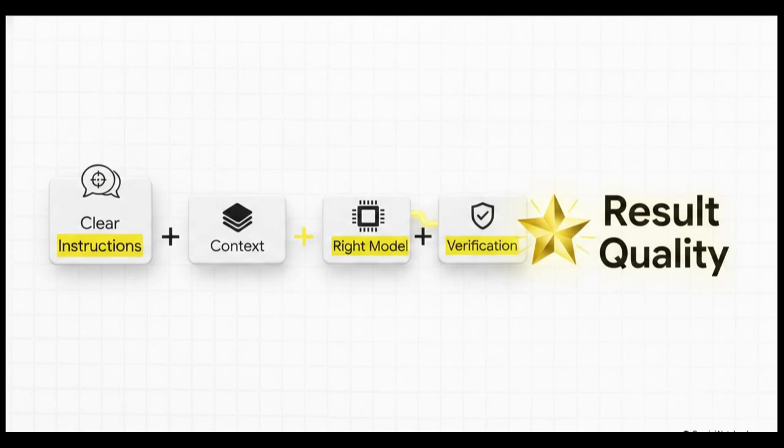So ultimately, the quality of your result comes down to a really simple equation. It's clear instructions, plus context, plus using the right model, plus verification. If your requirements are completely unclear, your result is going to be useless. If you skip verification, your result could actually be dangerous. You have to balance all parts of this equation if you want to get something truly reliable.